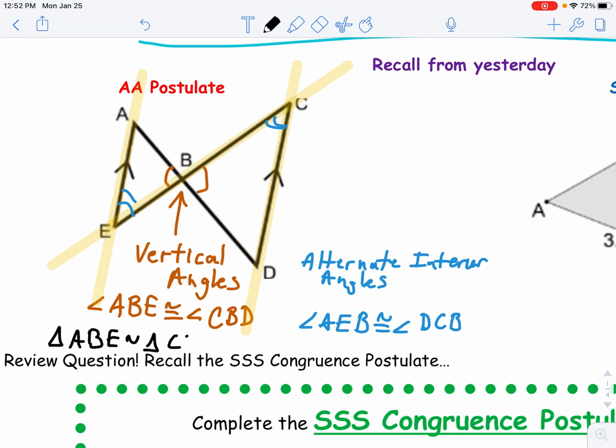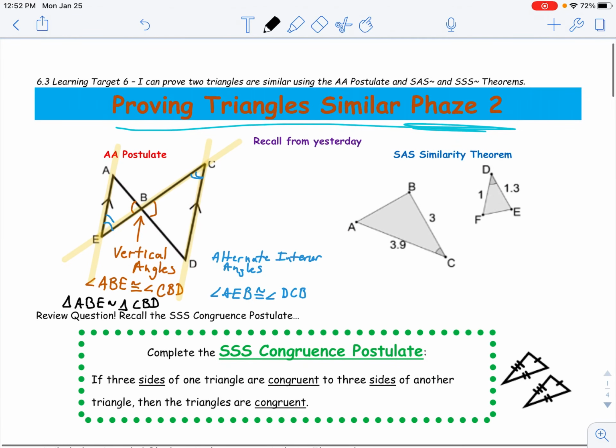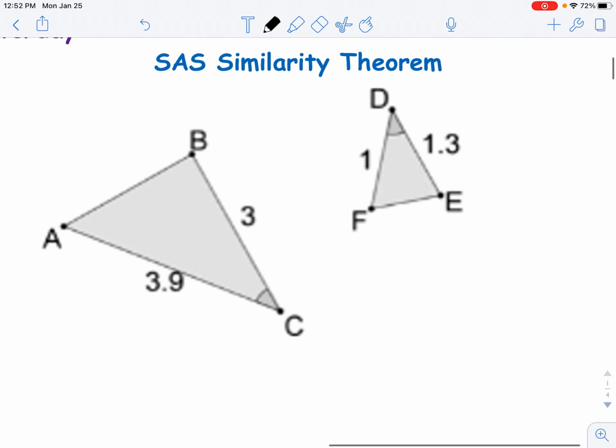So this is a good review of saying angles are congruent in similar triangles. Angles are congruent, sides are proportional. All right? So angles congruent, sides are proportional. Recalling the SAS theorem from yesterday, we have the included angle. This is an included angle because the sides we're investigating create it.